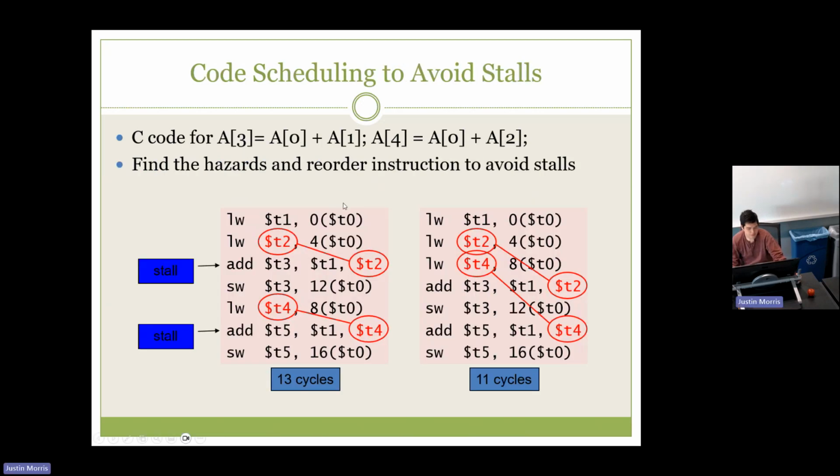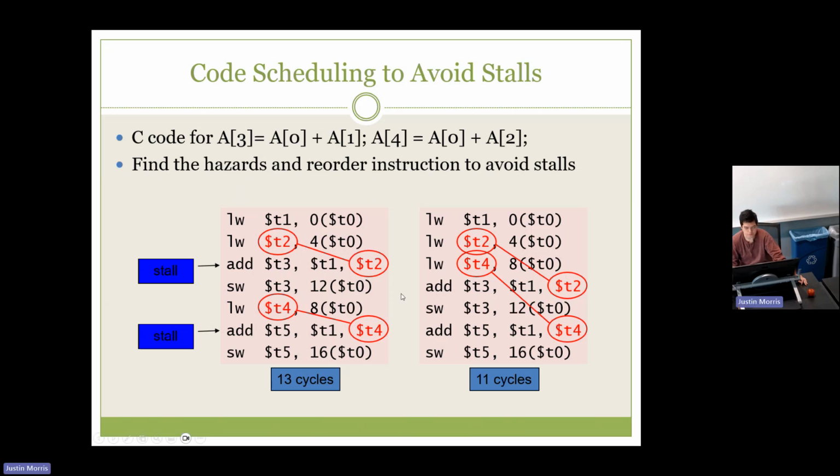So here is our code scheduling. If we have this code, it's going to implement this code. It's going to add these two array positions, put them here, add these two array positions, put them here. We have these hazards, load word, add, load word, add, right? And overall, this would take 13 cycles because we have 1, 2 stalls.